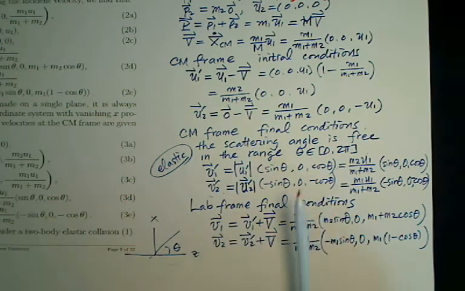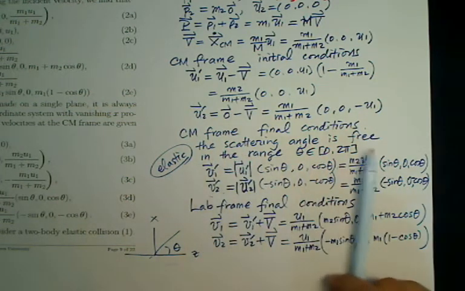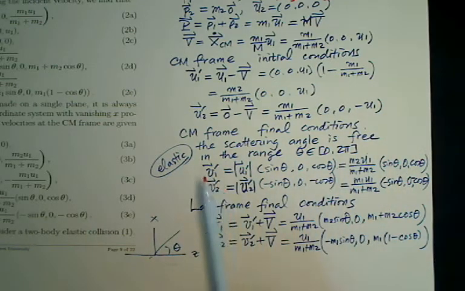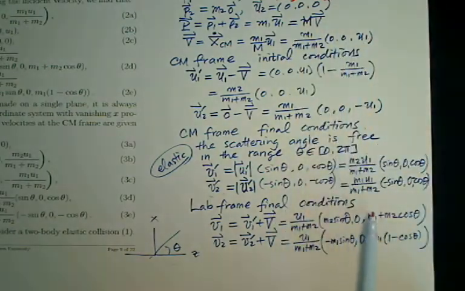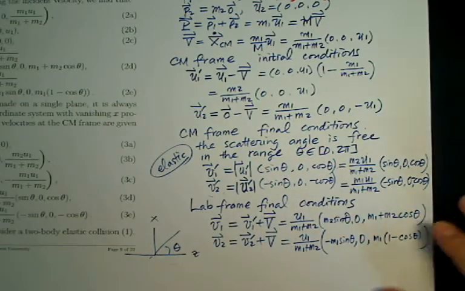In the lab frame, the center of mass frame expression can be used by taking the Galilean transformation, adding the velocity of the center of mass. If we consider that the result is obtained in this way, capital V is added to these components, and all the remaining pieces are just copied from this expression. So V1 prime, the center of mass frame's value, plus the center of mass velocity.